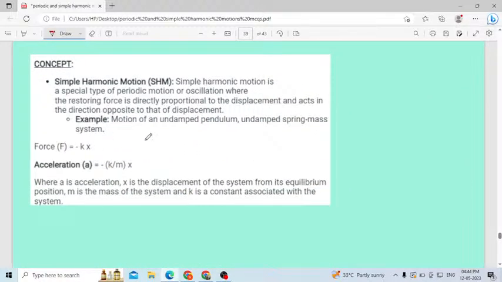Acceleration, you know, force of a simple pendulum, simple harmonic motion, F is minus kx. In a simple harmonic motion, restoring force is directly proportional to the displacement. This is very, very important. Restoring force is directly proportional to the displacement. Compare this one with acceleration. You know, F is equal to ma, then a will be F divided by m. In place of F, substitute a.